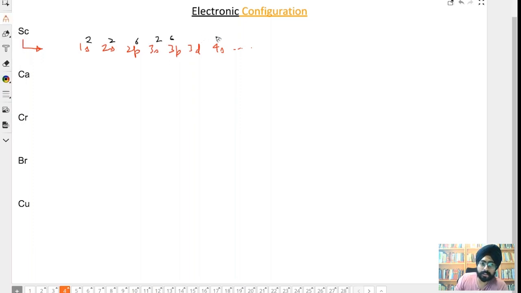What you will do is first fill the 4s. So it is 4s1. Sorry, 4s2. You will fill the 2 electrons in the 4s. Then when the 4s is fully filled, you will come back to the 3d to fill the last remaining electron. So this is the electronic configuration. If you write it completely, 1s2, 2s2, 2p6, 3s2, 3p6, 3d1, 4s2.